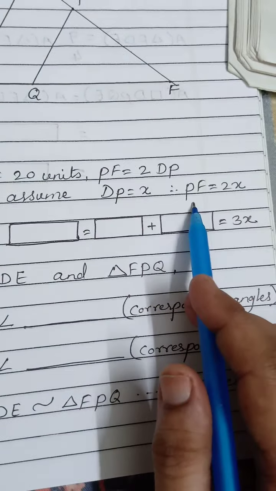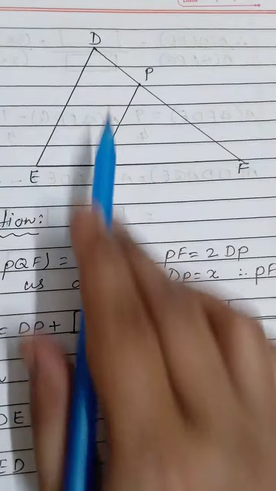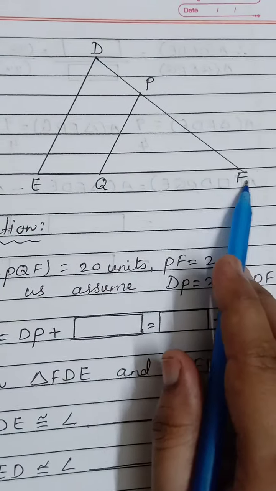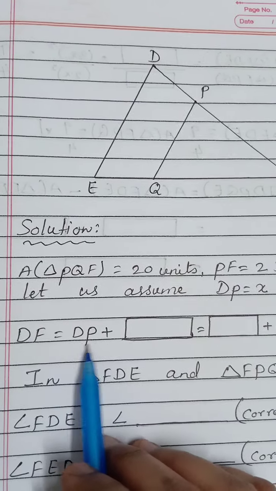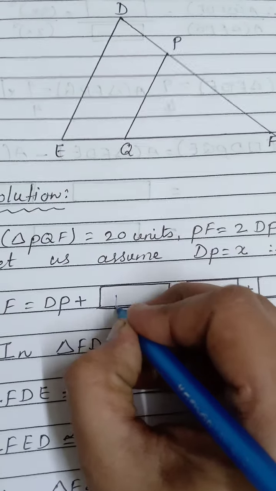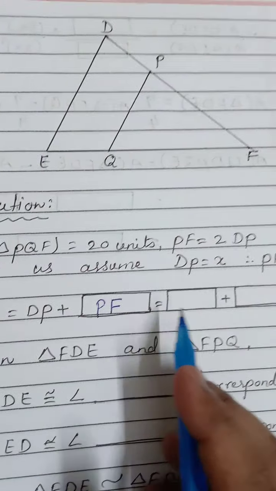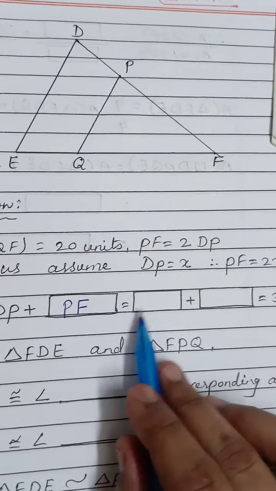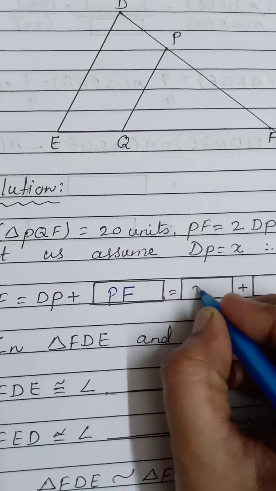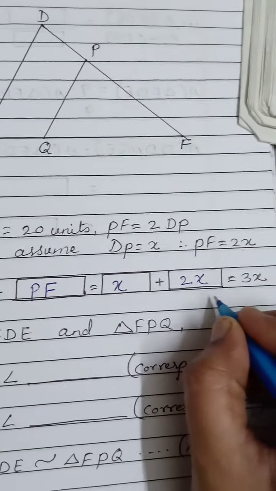DP is x. PF is equal to 2x. Now, this DF, see here, DF is nothing but equal to DP plus PF. So this is only given, DP plus PF. So the next one is PF. Okay. Now, this DP is x and PF is 2x, so this value we have to put here. So DP is x and PF is 2x, and x plus 2x is equal to 3x.